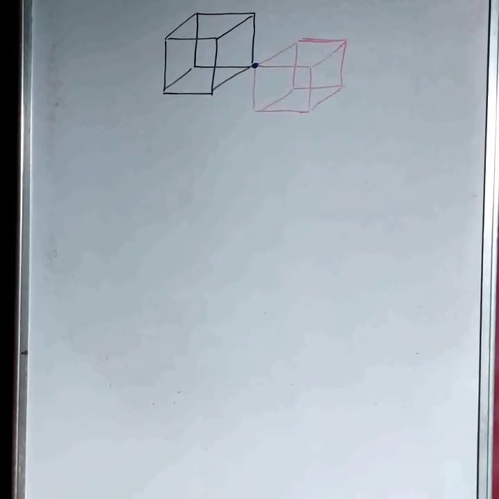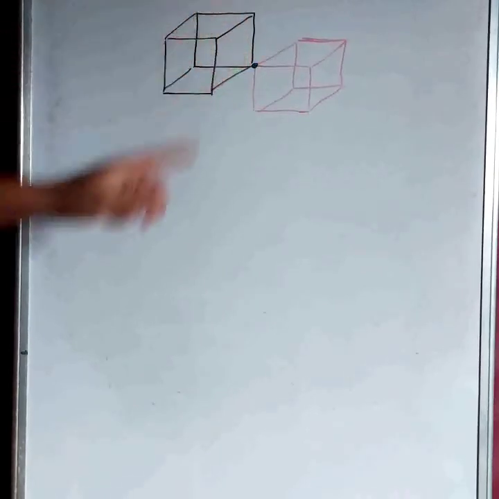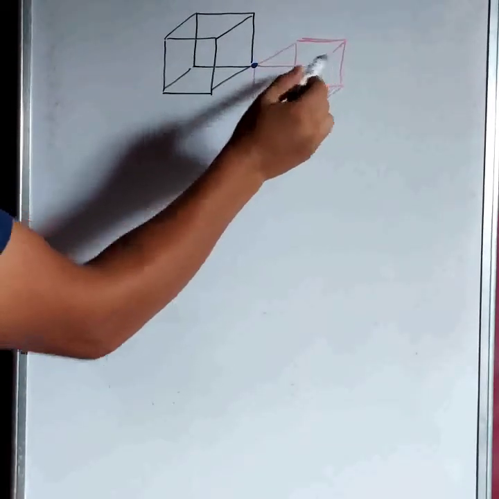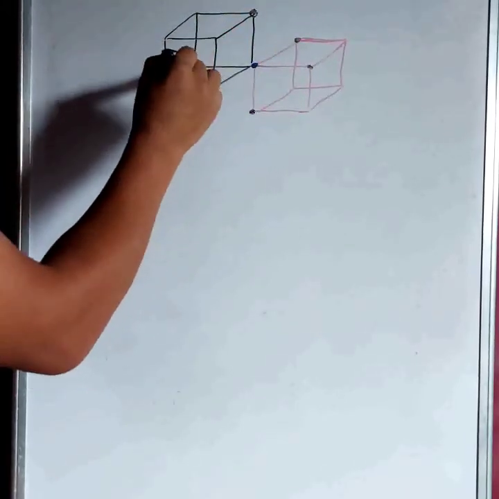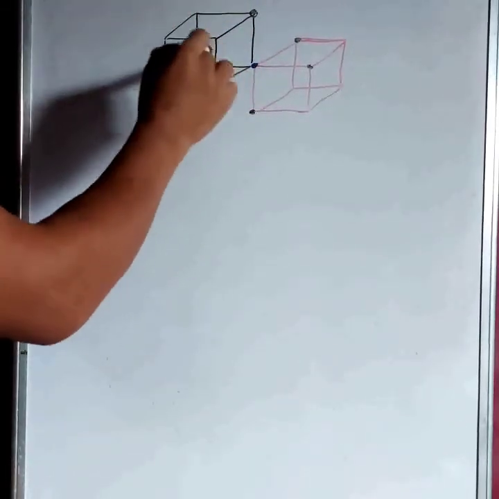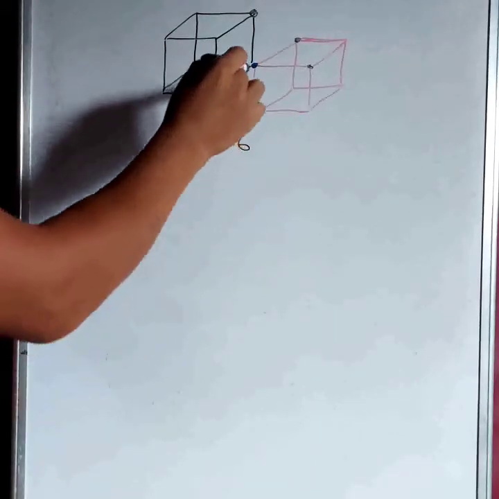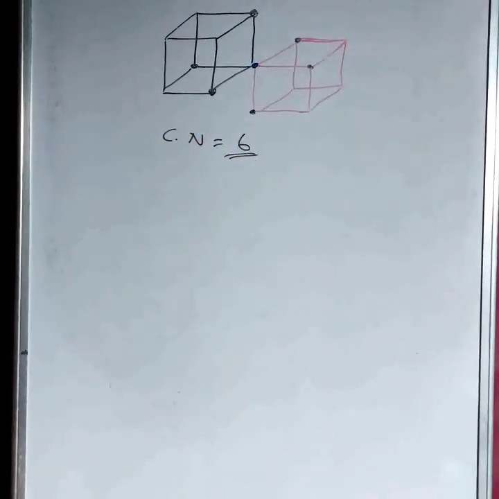Now I have redrawn the figure, modified a bit. If you look at this edge atom from one of the cubes, it is attached to 1, 2, 3, 4, 5, 6 atoms. So for a simple cubic system, the coordination number, that means the one atom touches 6 other atoms, is 6. That's how we find the coordination number for each atom for different cells.